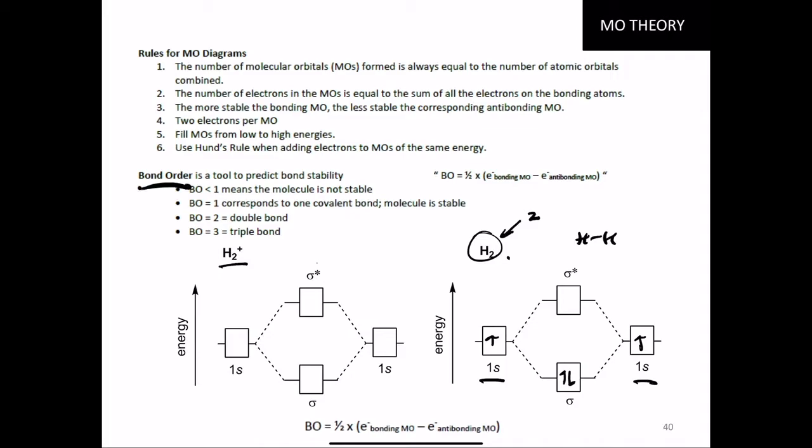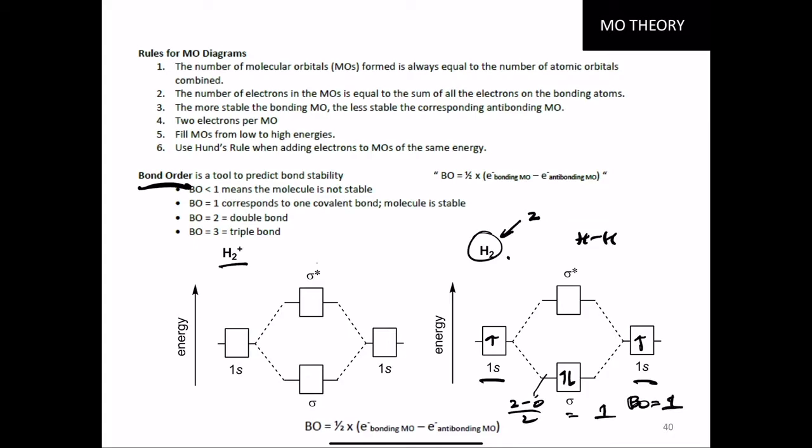Another way to test how stable a bond is is to use bond order. The formula for this is 1/2 times the number of bonding electrons minus the antibonding electrons, or bonding minus antibonding divided by 2. So if we do this, bonding electrons are 2 in H2 minus 0 antibonding, over 2. So that equals 1. The bond order for this molecule, H2, would be 1.